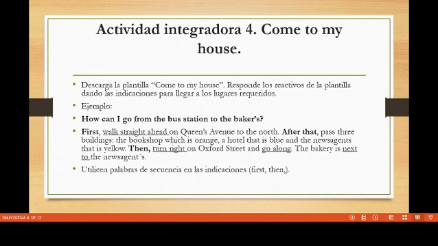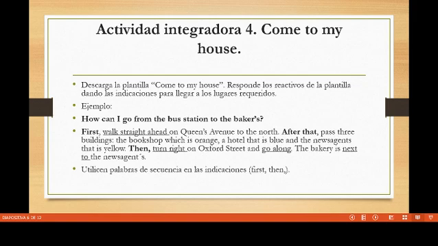It says, first, walk straight ahead on Queens Avenue to the north. After that, pass 3 buildings. The bookshop, which is orange, a hotel that is blue, and the newsagents that is yellow. Then turn right on Oxford Street and go along. The bakery is next to the newsagents.